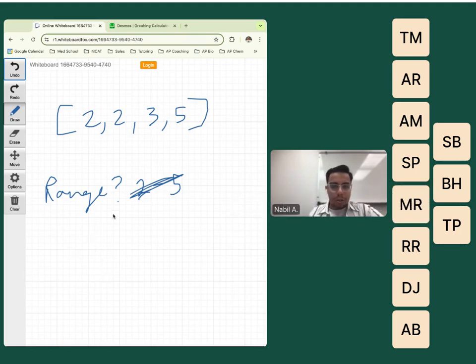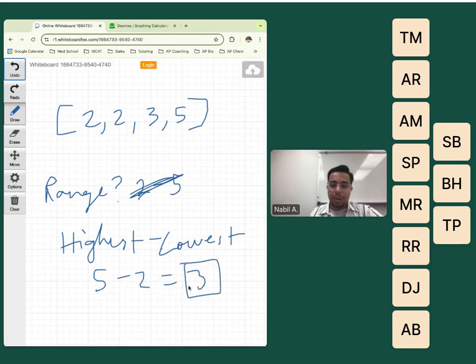Yeah. So subtract lowest from highest. Exactly. So highest minus the lowest. Okay, awesome. So that'll just be 5 minus 2, and that gives us a range of 3.